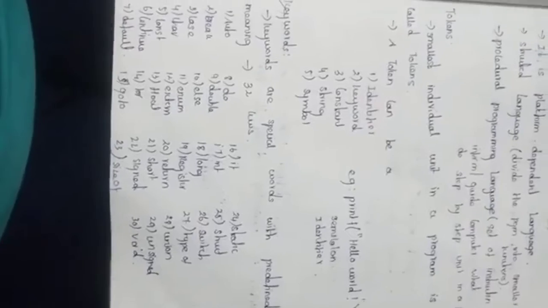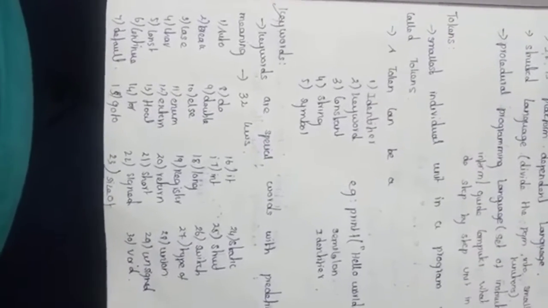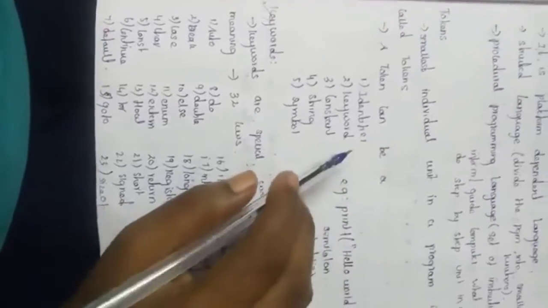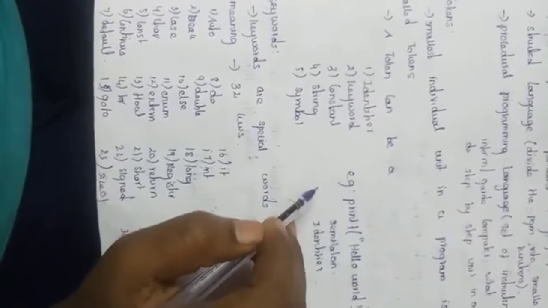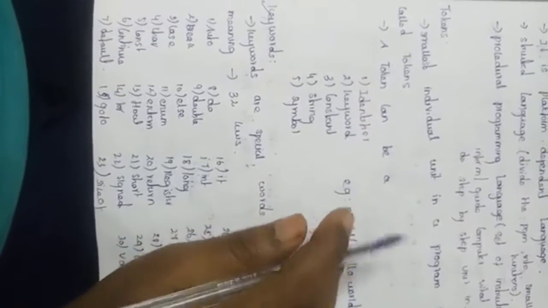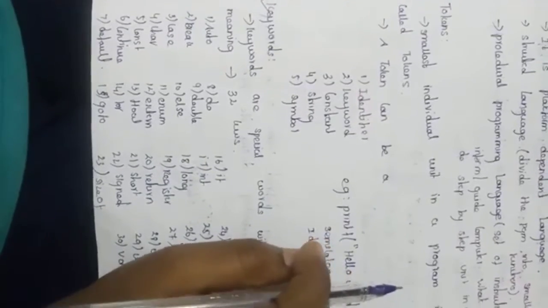Tokens. First, in C we are going to see about tokens. What is a token? A token is the smallest individual unit in a program. Every smallest individual unit in a program is called a token. A token can be an identifier, keyword, constant, string, or symbol.